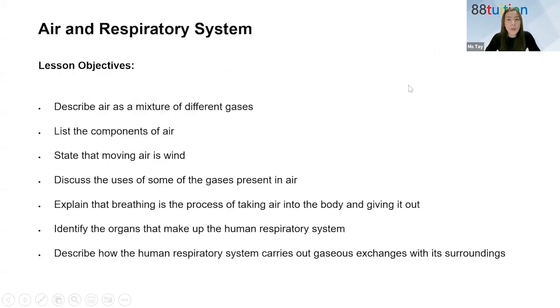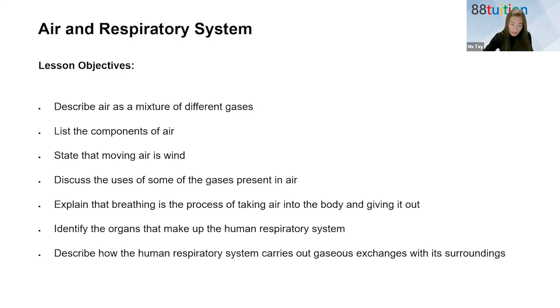Okay, so a quick summary. I think we have gone through this last lesson as well. Now, the lesson objective is also something you need to take note of. This is what you need to know for PSLE, not just for our lesson. To be ready for PSLE, these are the main things you need to know. Describe air as a mixture of different gases. If you know this, it's good for you. If you don't know this, that means it's time you go and study again.